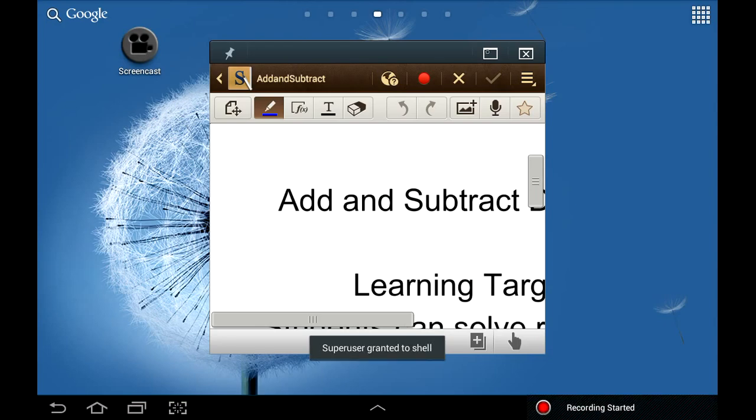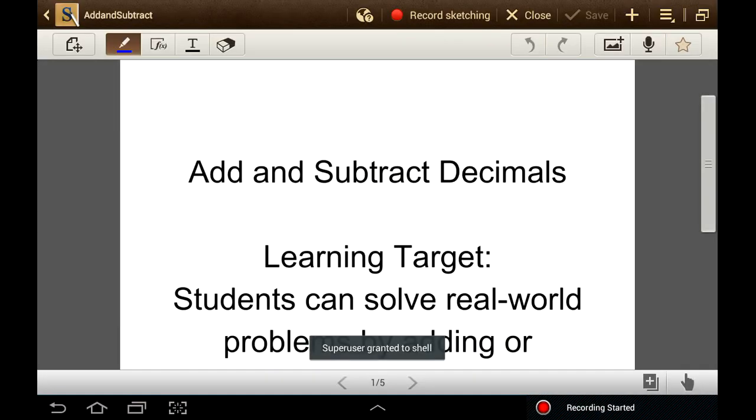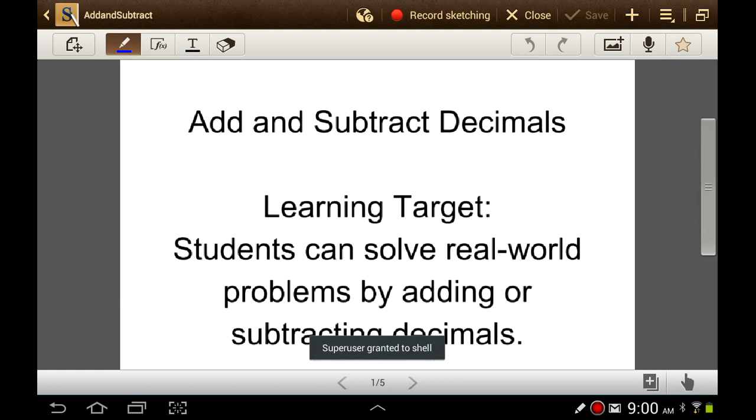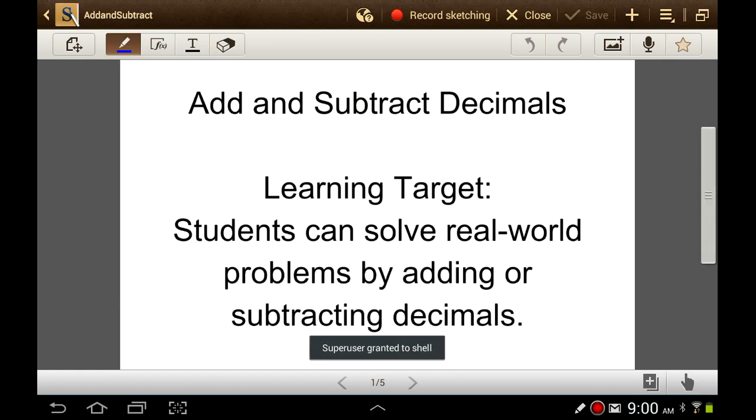Hey, today we are going to have our video on add and subtract decimals. Make sure you write that down as your heading. Our learning target is students can solve real-world problems by adding or subtracting decimals. So in this video I'm going to go over the basics of how you add and subtract decimals. If you need to pause, go ahead. Otherwise, I will be moving on to the first example.